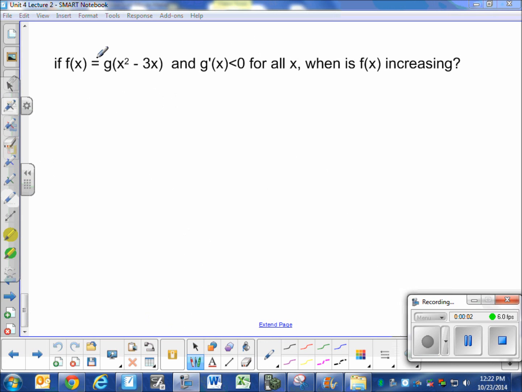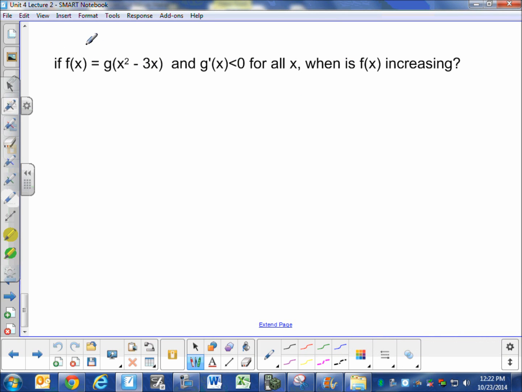Last problem. Good problem to know how to do. You'll see a problem just like this on an AP test. You'll see it on the test that you'll get from me. If we have f is equal to this function g of x squared minus 3x, and I'm told g prime is negative for all x's. When is f increasing? So I'm trying to figure out when f prime is positive. Well, we need to figure out what f prime is first.